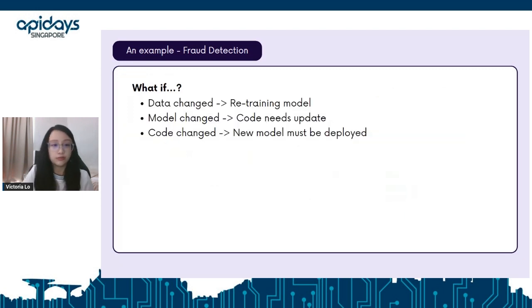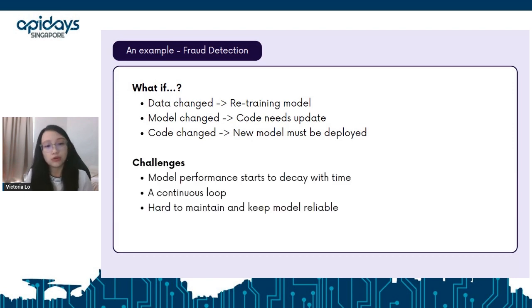So in summary, if the data has changed, that means we would have to retrain the model. And if the model has changed, that means the code would need update. And if the code has changed, the new model must be deployed. So what does this all mean? It actually imposes some challenges, which means the model performance actually starts to decay with time.